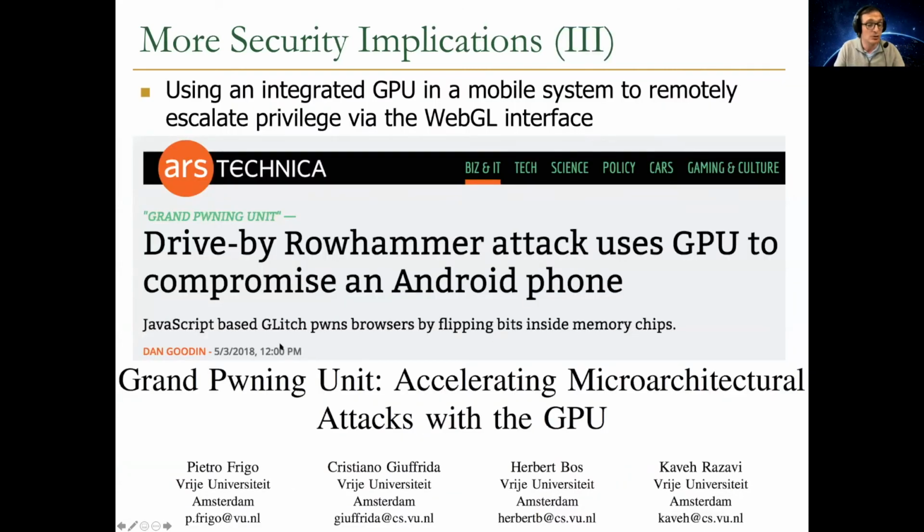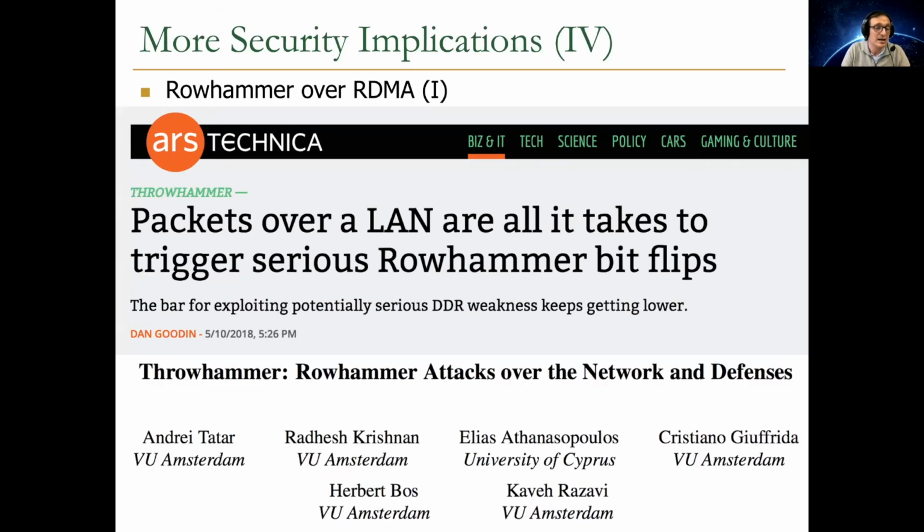Other folks show that you could do this using GPUs. We're going to cover GPUs later in this course. So you're going to actually learn a lot about these concepts that enable you to do these attacks and prevent these attacks later on. Other folks showed that you can actually do these attacks over the network using an interface called Remote Direct Memory Access.